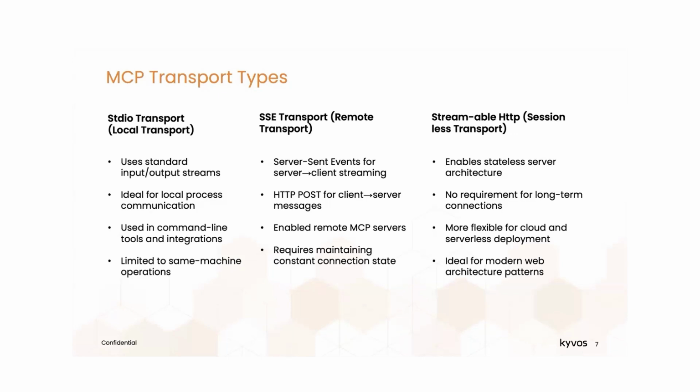The other two transport options are the remote transport options, which are HTTP-based. The basic difference between SSE and streamable HTTP is that SSE requires maintaining a constant connection state. Now, this kind of transport mechanism is useful for servers which provide real-time updates or real-time monitoring of key metrics. For all other normal scenarios, streamable HTTP is a good option.